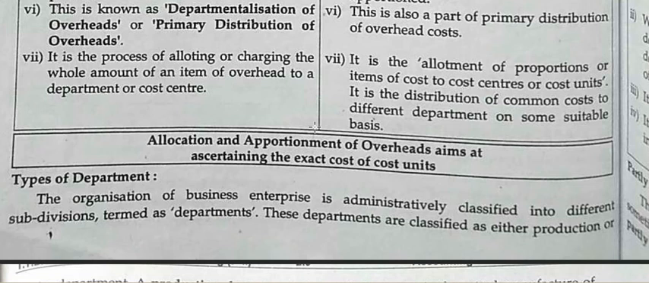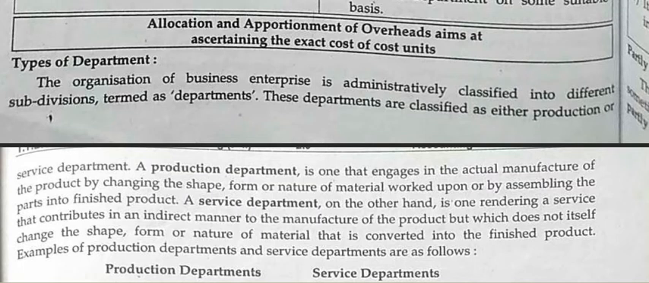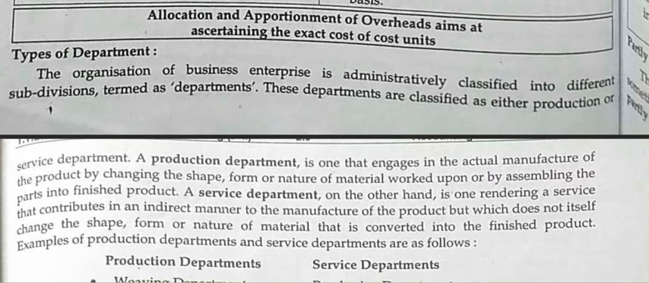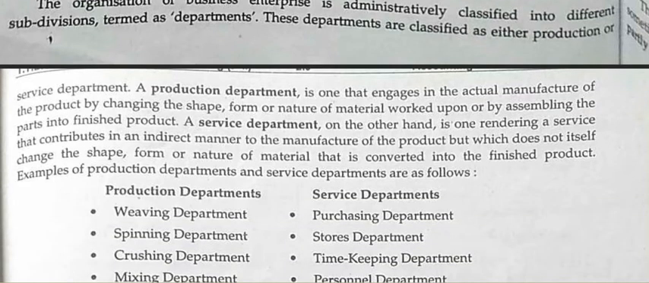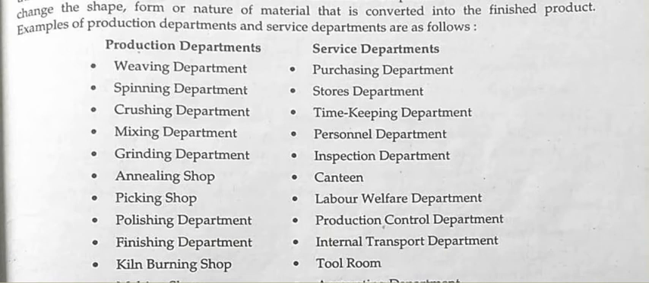Now one list is there where it is shown that there are so many types of departments. The organization or the business enterprise is administratively classified into different subdivisions termed as departments. These departments are classified. There are some production departments and there are some service departments. This is the list of production departments and the service departments also.